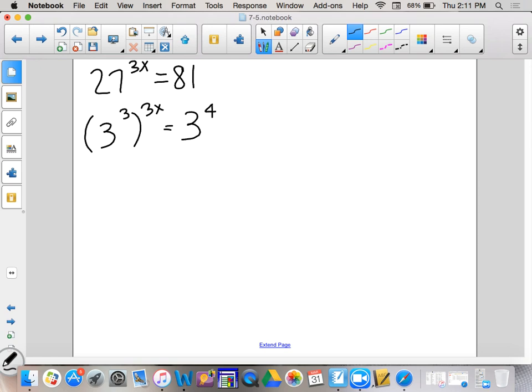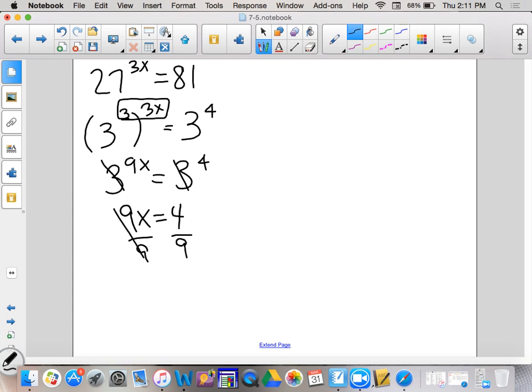What do I do now? Multiply these two right here together. So what does that give me? 3 raised to the 9x equals 3 raised to the 4th. What cancels out here? I'm left with 9x equals 4, divide by 9, and I get x equals 4 ninths.